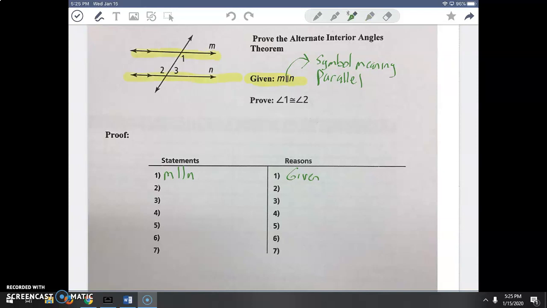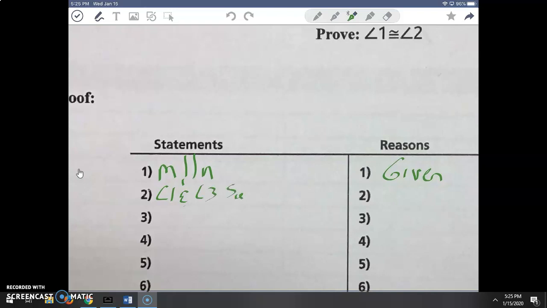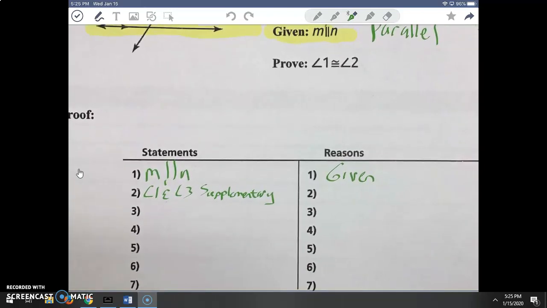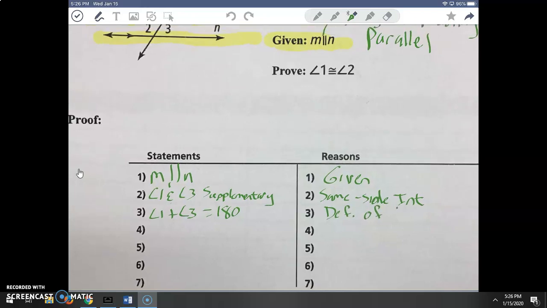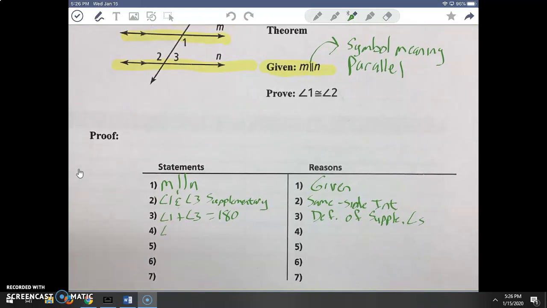So the next thing we're going to say is that angle 1 and angle 3 are supplementary. And the reason why we have that is from the same side interiors. If they're supplementary, that means they equal 180. So angle 1 plus angle 3 is equal to 180, and that is the definition of supplementary angles. If they're supplementary, they have to equal 180. So that being said, we can say that angle 3 plus angle 2 is also going to equal 180.